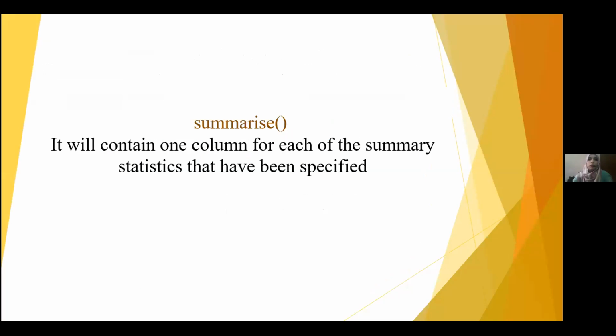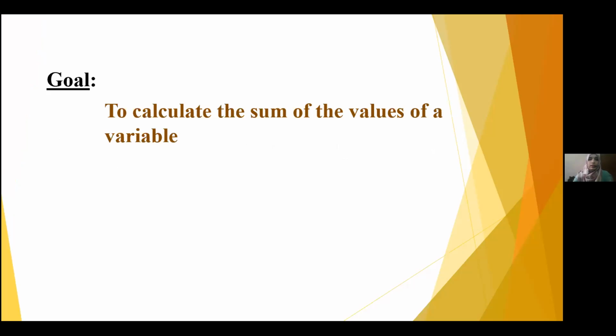It will contain one column for each of the summary statistics that have been specified. This means that if you put only one argument in the summarize function, for example, to calculate the summation or the mean of a variable, you get one column. If you put two or three or four arguments, you will get many columns, and each column will tell you the specific summary statistic that has been applied. So, let's learn it with an example.